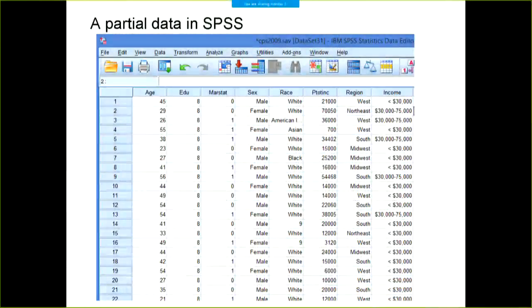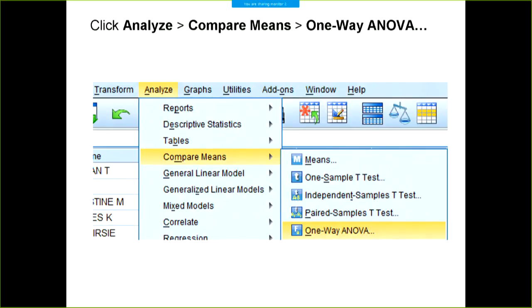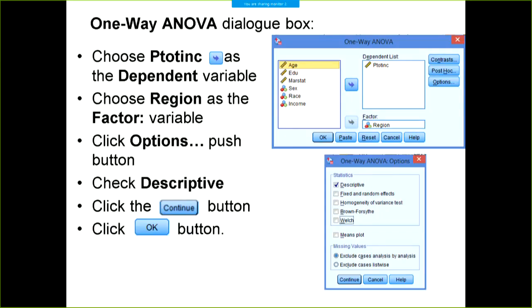I will show the SPSS procedures first, and then the SAS program. In SPSS, it's also under the Analyze menu. We click on Analyze, Compare Means, and then One-Way ANOVA. You put the test variable as the dependent variable, which is PTOTINC, standing for personal total income, and the factor variable is the grouping variable, here the region, with four regions. Then I clicked on the Options menu to get the descriptive statistics for the four groups.